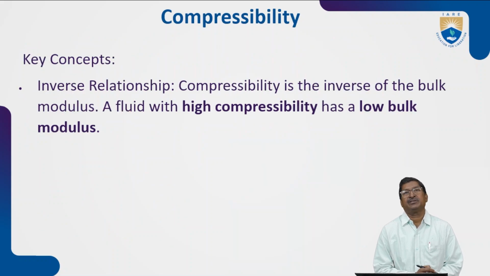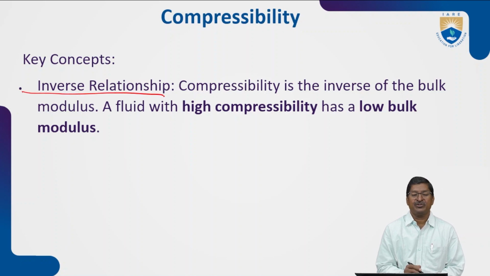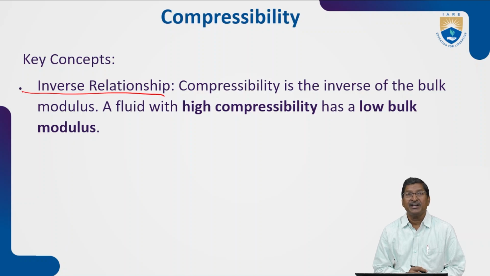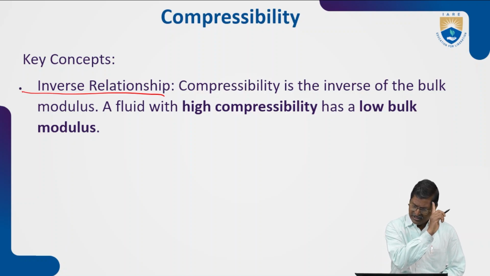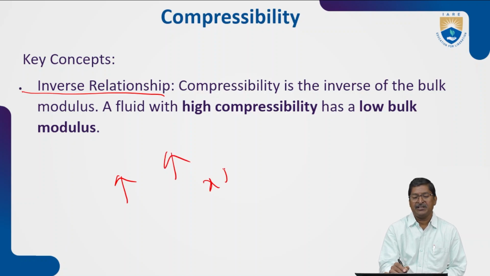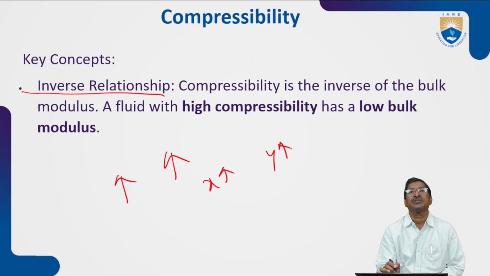Now the key concept here: inverse relationships. What is the meaning of inverse relationship? Inverse means that when something is rising, the other one falls. There are two types of relationships: directly proportional and indirectly proportional. If X is rising, Y is also rising, that is called directly proportional. If X is falling, Y also falls. That is also directly proportional.